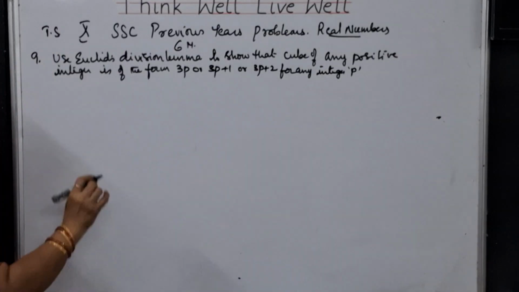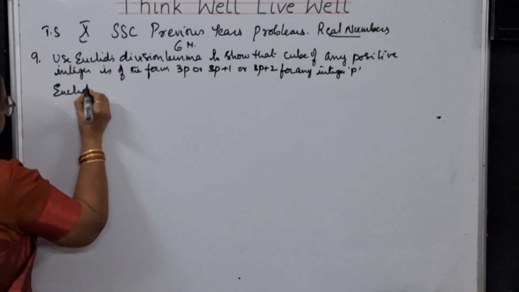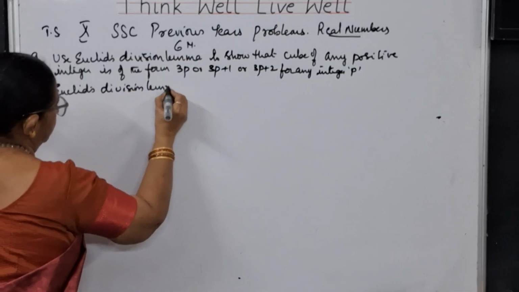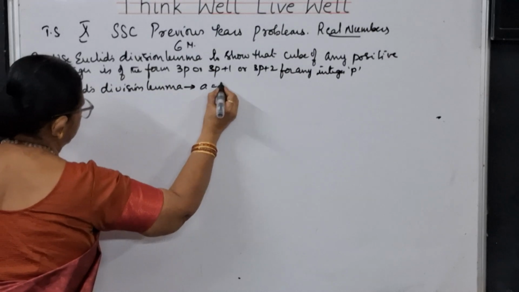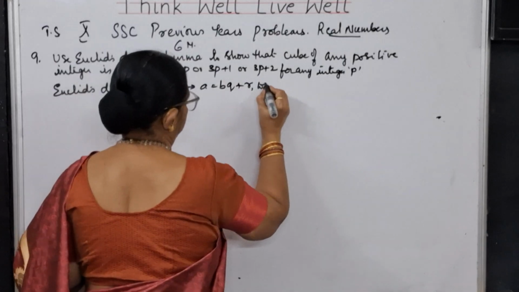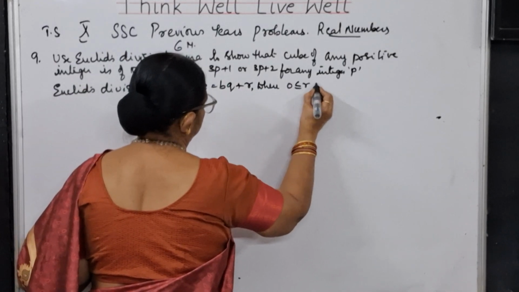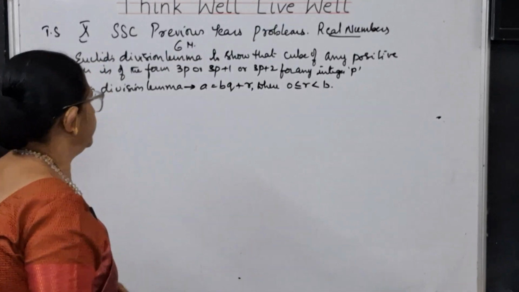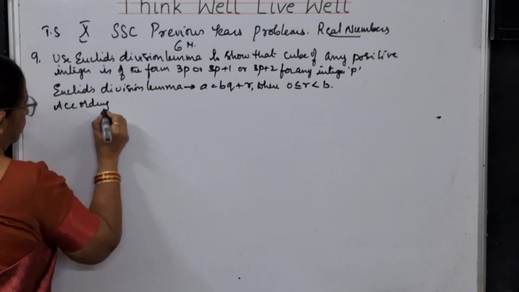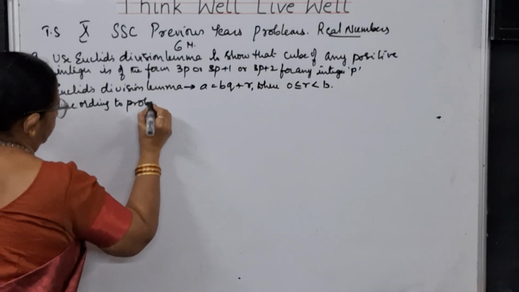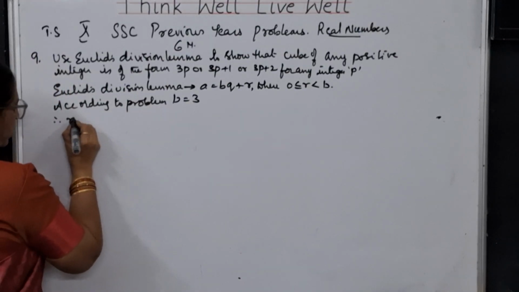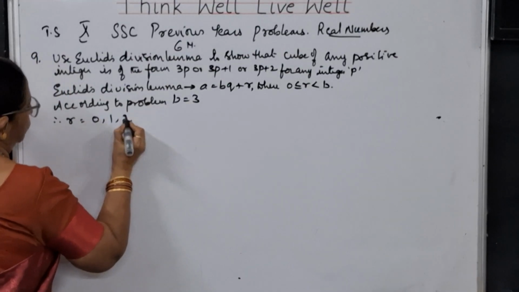This is the question. So again, Euclid's division lemma, what is it? a is equal to bq plus r, where 0 is less than or equal to r, less than b. Now, according to the problem, b is equal to 3. Therefore, what is our r? 0, 1, 2.